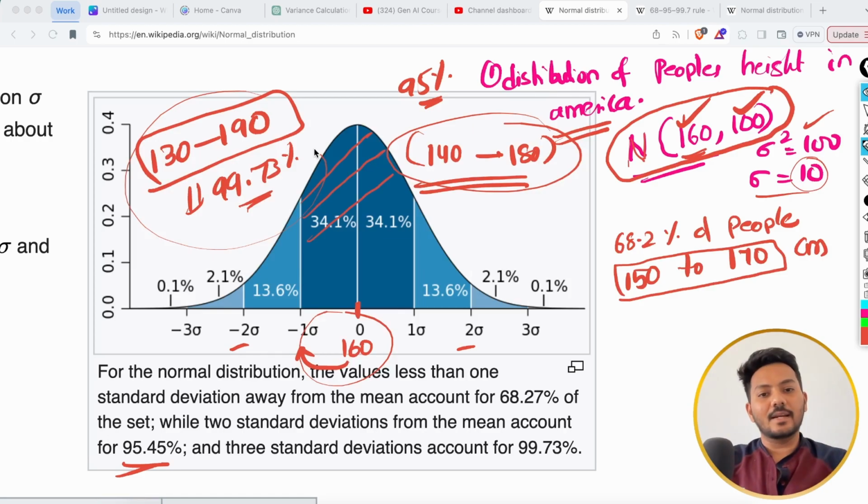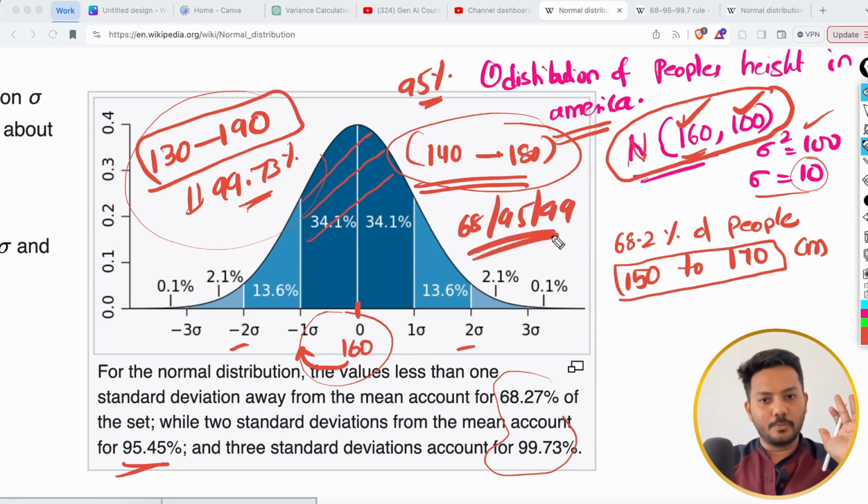That is why we are learning these things. And in most interviews, you will be asked these questions: explain the 68, 95, and 99 rule. In general, we call it the 68, 95, and 99 rule in terms of a normal distribution. Hopefully that is clear. If you have any queries so far, please let me know in the comment section below. I will be able to help you out without any issues.